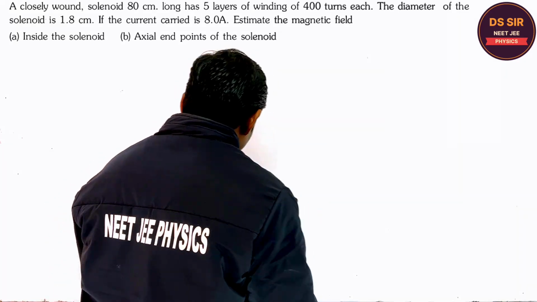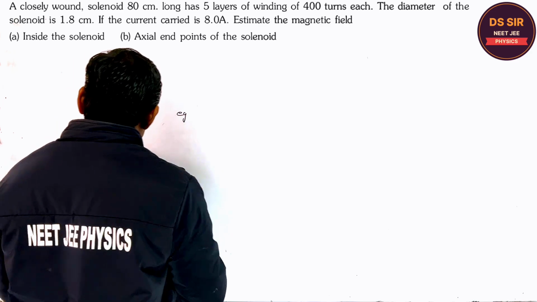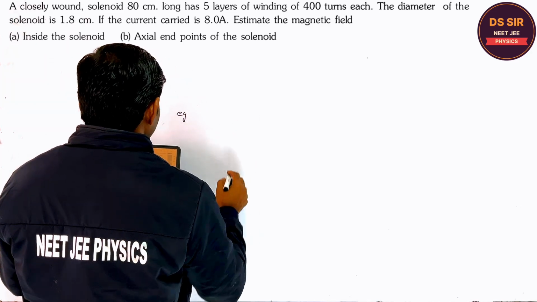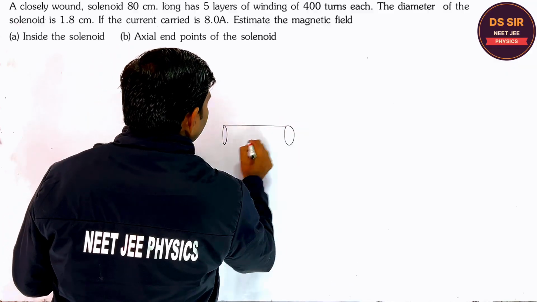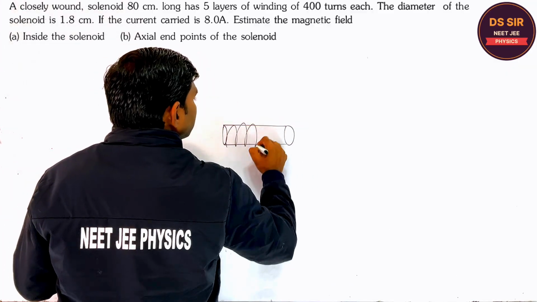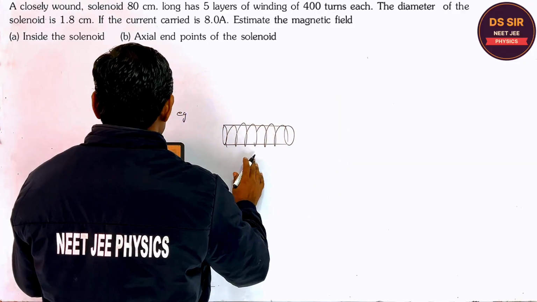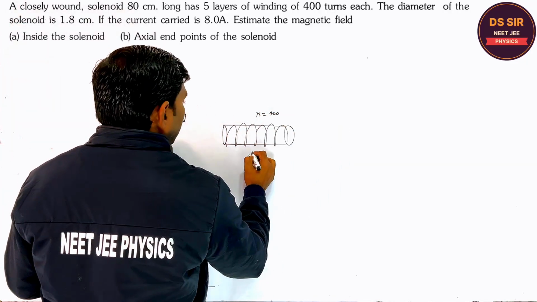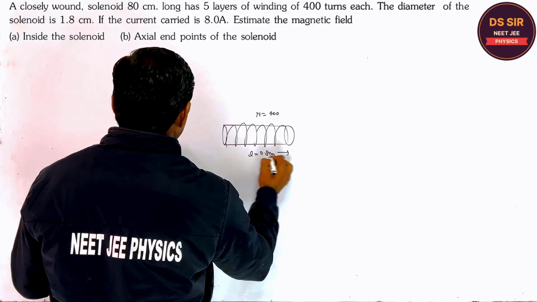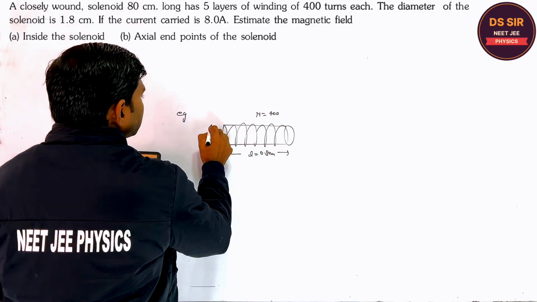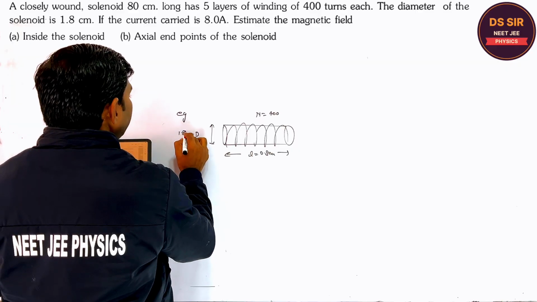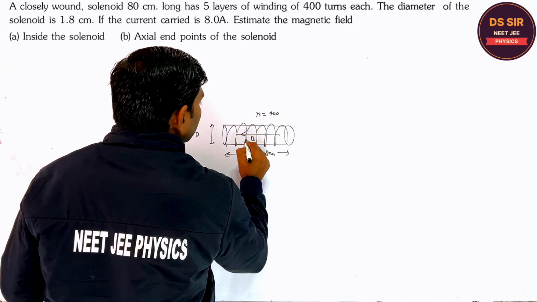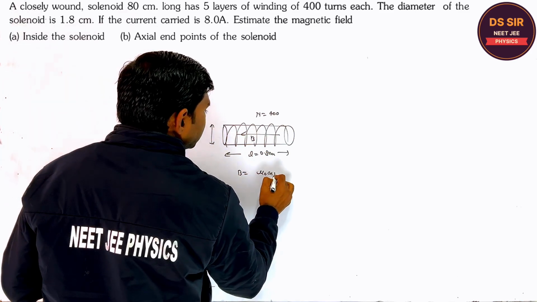Copy this. So in this illustration, read this question. A closely wound solenoid 80 centimeter long has 5 layers. Right, this is the solenoid and the 5 layers mean 1, 2, 3, 4, 5, and the number of turns is 400 in each layer. The length is 0.8 meter, you may write. The diameter is 1.8 centimeter and it is not used, because the magnetic field inside is mu naught n i. Is it clear or not, you tell?